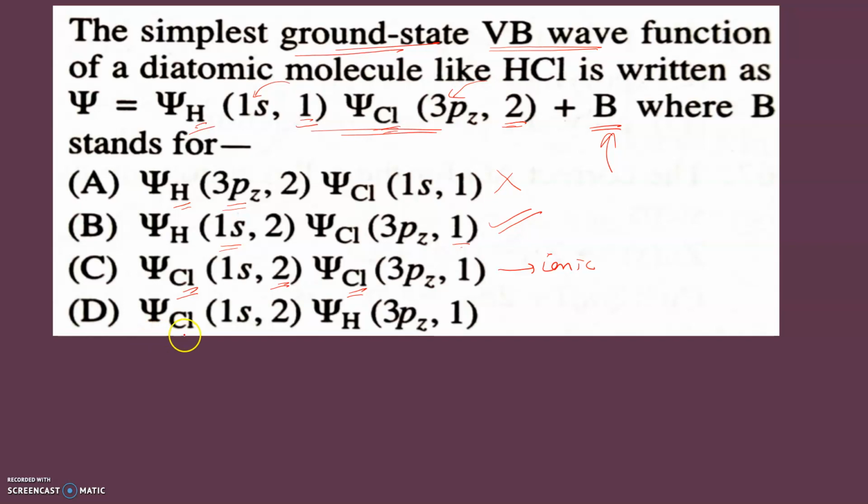What about option D? In option D, electron 2 is present in chlorine, electron 1 is present in the hydrogen atom, so there is no exchange of electrons given here. Therefore, this option is wrong. And also, electron 1 is present in the 3pz orbital of the hydrogen atom. So the correct option for this question is option B. Right? Then.